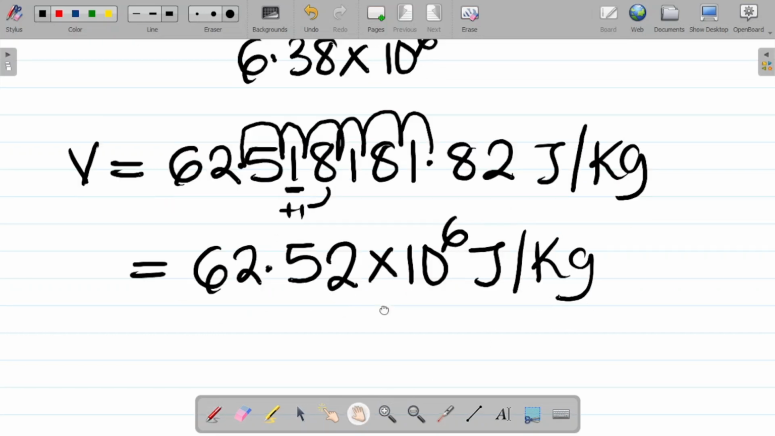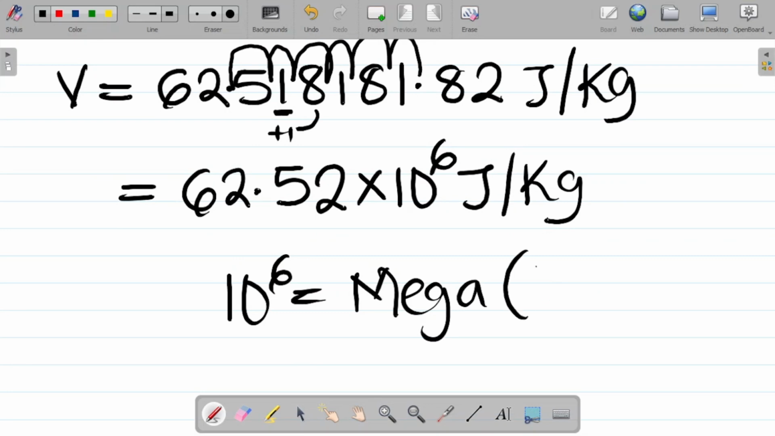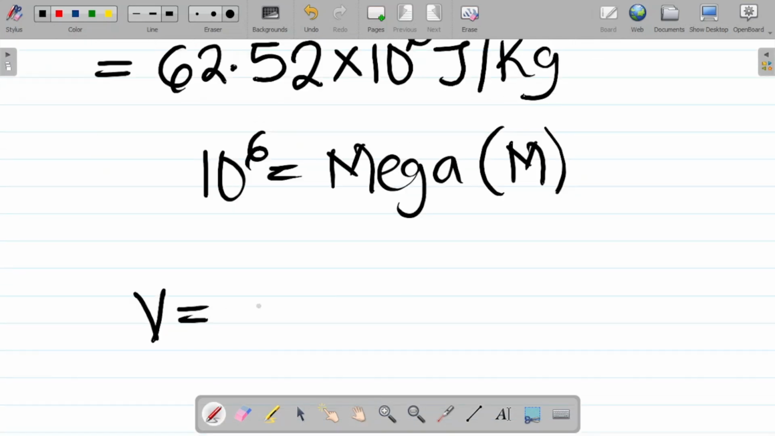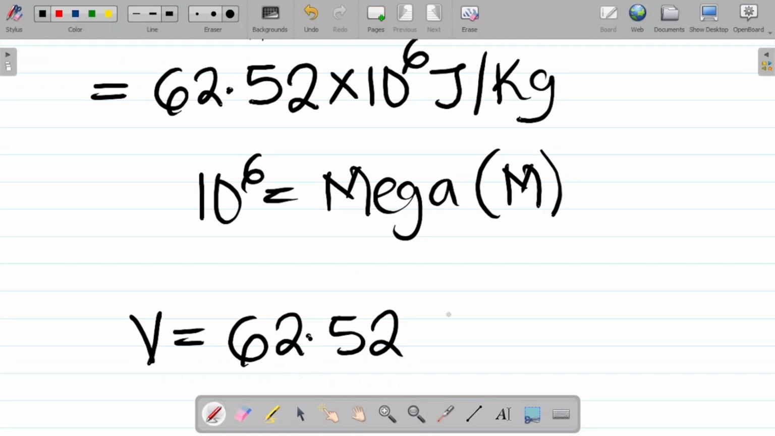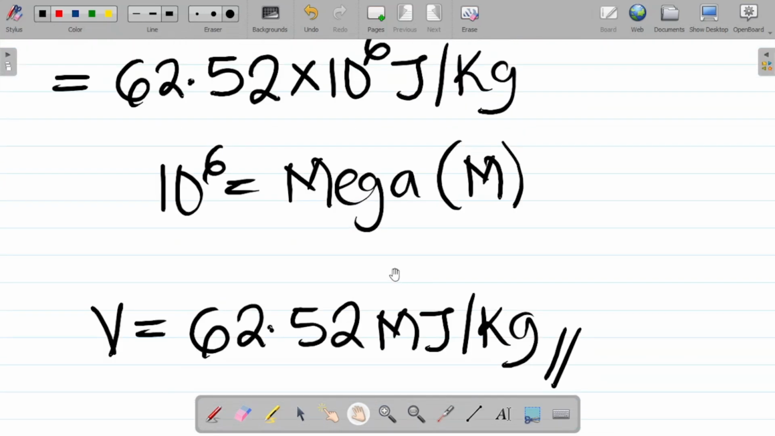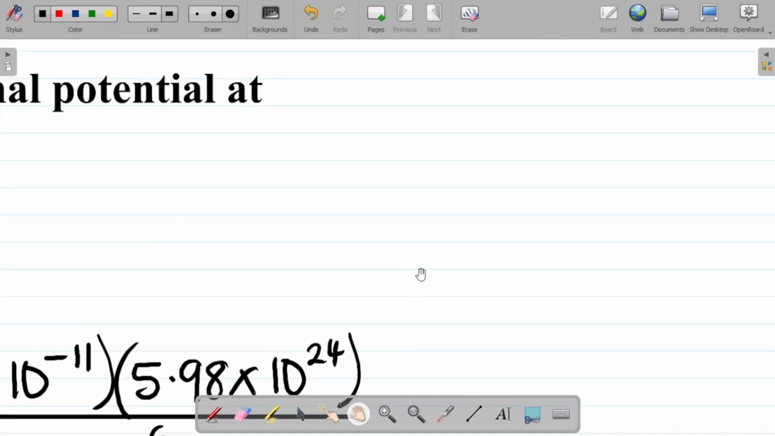And 10 to the power 6 is called mega. It's a prefix, and mega is a capital M. If I attach it here, we have that V is equal to 62.52 times 10 to the power 6, which becomes mega joules per kilogram. So this becomes the answer to this question. Basically, this is how we solve problems on gravitational potential. Always recall your formula as Gm all over R.